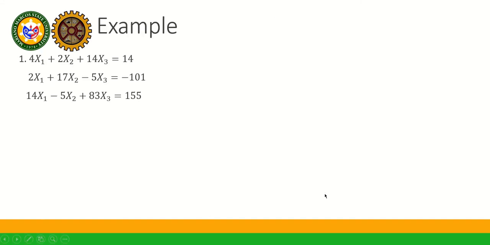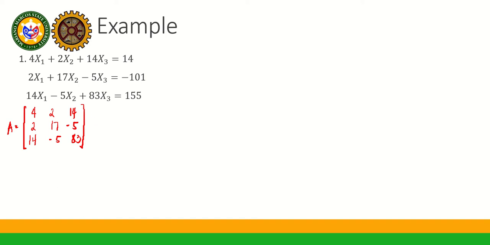So, example number 1. Okay, so first thing na gagawin natin is to write the augmented matrix, just like how we do sa mga previous examples. So, 4, 2, 14, 2, 17, negative 5, 14, negative 5, and 83.